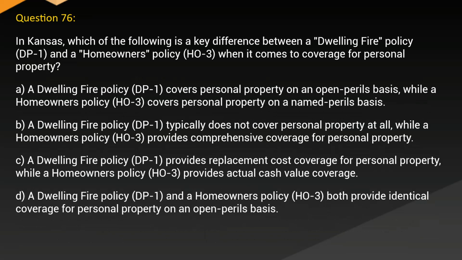Question 76. In Kansas, which of the following is a key difference between a dwelling fire policy DP1 and a homeowner's policy HO3 when it comes to coverage for personal property? A. A dwelling fire policy DP1 covers personal property on an open perils basis, while a homeowner's policy HO3 covers personal property on a named perils basis. B. A dwelling fire policy (DP1) typically does not cover personal property at all, while a homeowner's policy (HO3) provides comprehensive coverage for personal property. C. A dwelling fire policy (DP1) provides replacement cost coverage for personal property, while a homeowner's policy (HO3) provides actual cash value coverage. D. A dwelling fire policy (DP1) and a homeowner's policy (HO3) both provide identical coverage for personal property on an open perils basis.